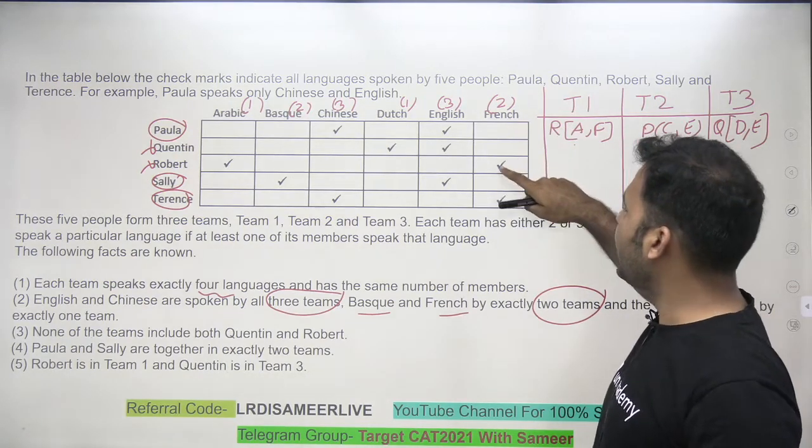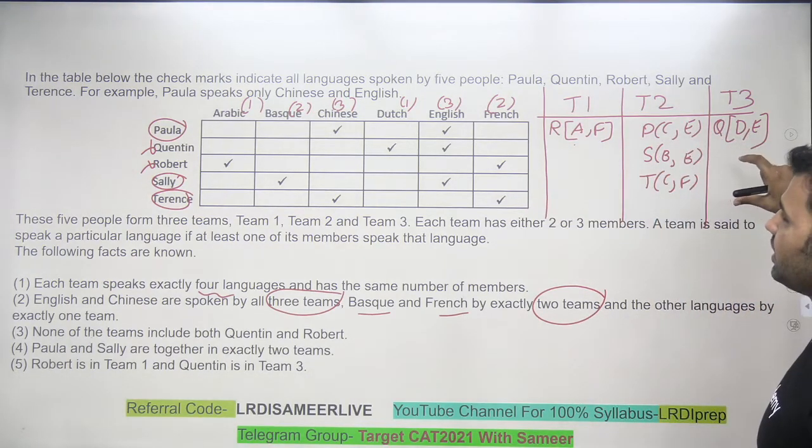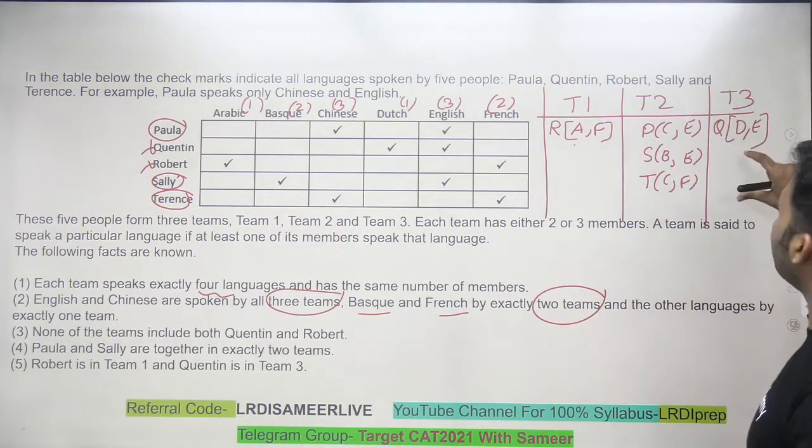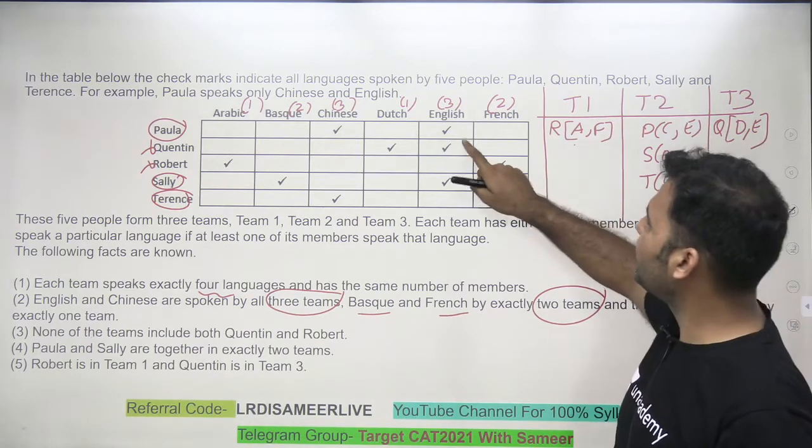Speaking French would be R and T. So R and T cannot come over here. Q is already here, right? So I'm left with P and S.